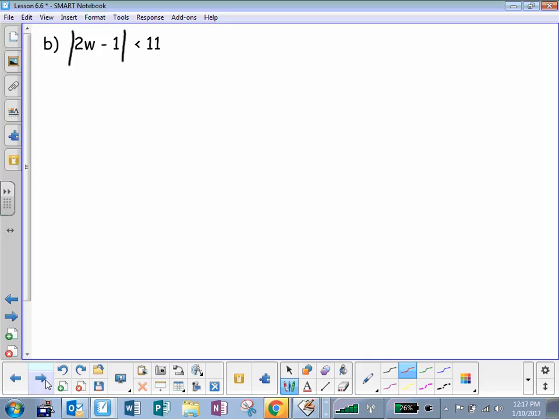All right, you do this one. Decide if it's an and or an or. Set up your cases to solve, and then graph it.